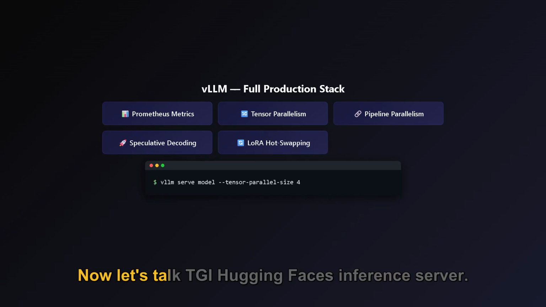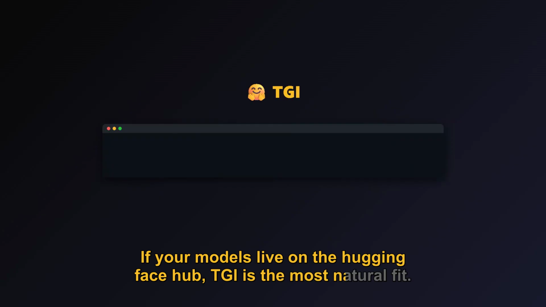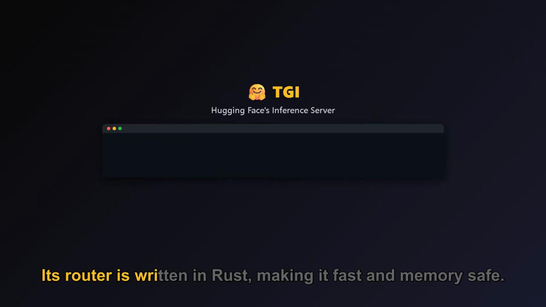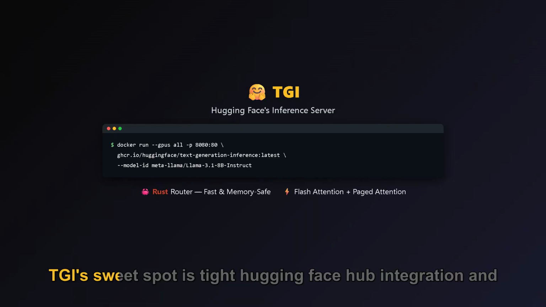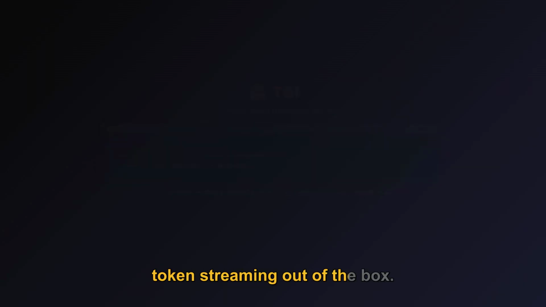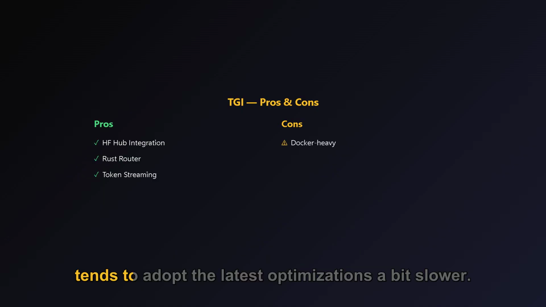Now let's talk TGI, Hugging Face's inference server. If your models live on the Hugging Face hub, TGI is the most natural fit. Its router is written in Rust, making it fast and memory safe, and it supports both flash attention and paged attention. TGI's sweet spot is tight Hugging Face hub integration and token streaming out of the box. But it's Docker-heavy, has fewer quantization options than vLLM, and tends to adopt the latest optimizations a bit slower.